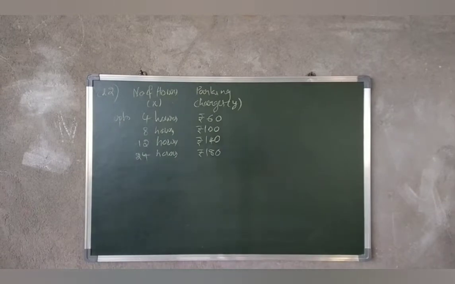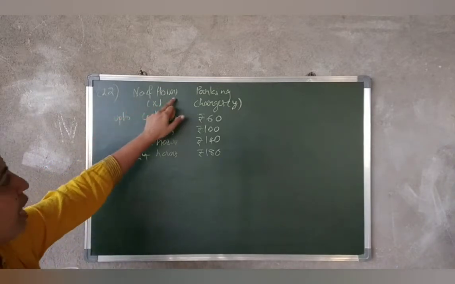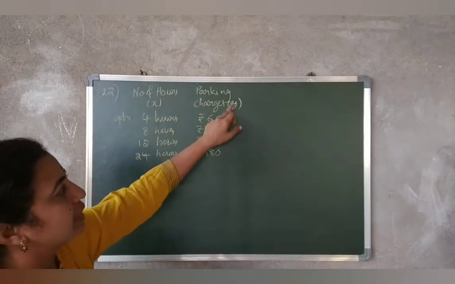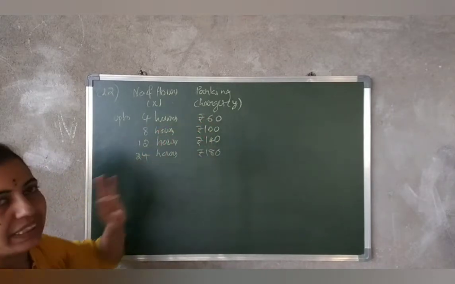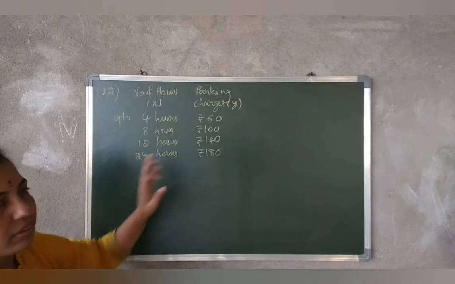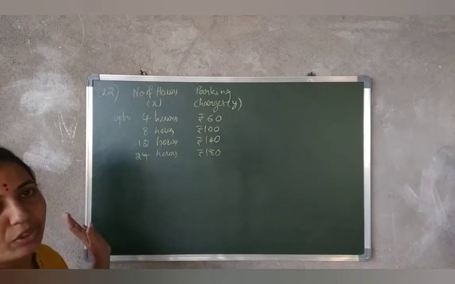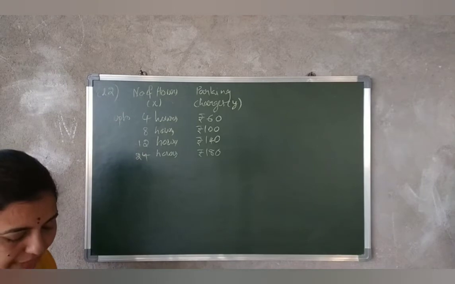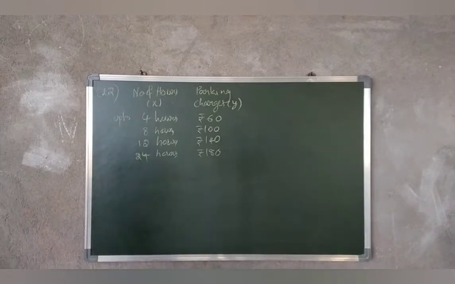Example. What they have given: following are the car parking charges near a railway station. Near a railway station, car parking charges are given like this. Number of hours, X quantity; parking charges, Y. Up to 4 hours, if you keep your vehicle up to 4 hours, you have to pay 60 rupees. And if you keep for 8 hours, 100. For 12 hours, 140. And if you keep for 24 hours, you have to pay 180 rupees. Now, what you have to do is check if the parking charges and parking hours are in direct proportion. Whether these two are in direct proportion or not, we have to check.